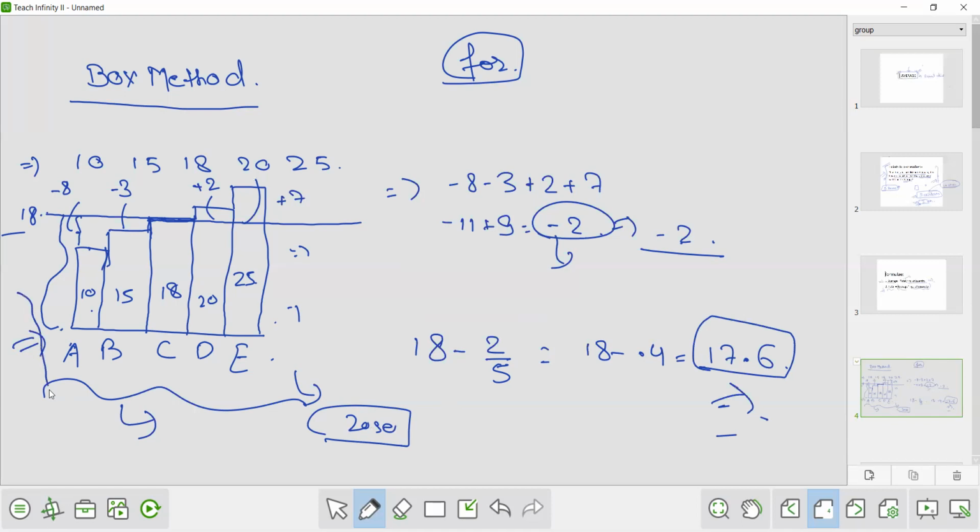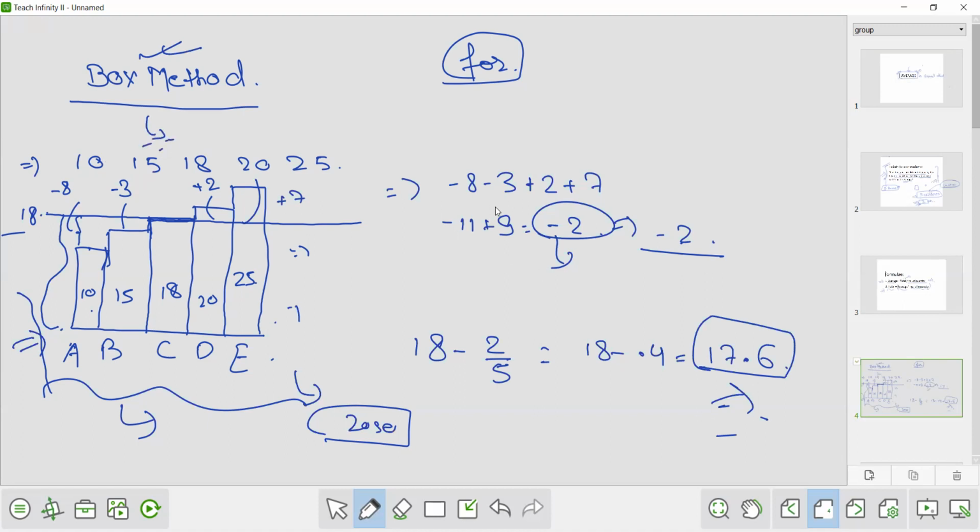So I will explain both concepts in most of the questions. Wherever it is required, I will explain the box method as well as the conventional method. So whichever method suits you, you can go for that. But my suggestion would be that you read both methods, because when the question is tough, this box method will help you.